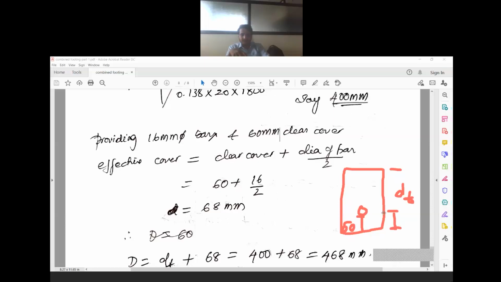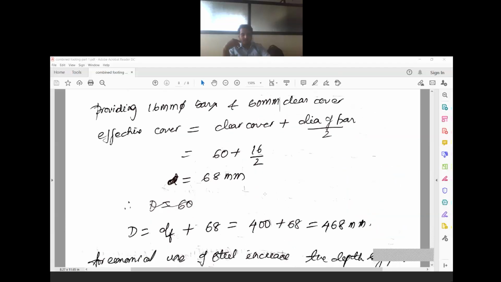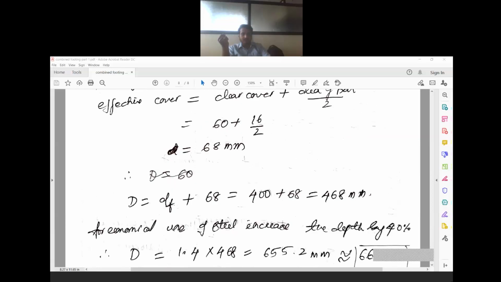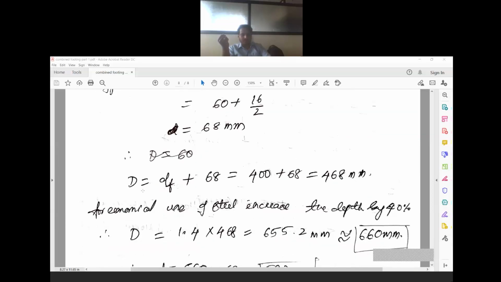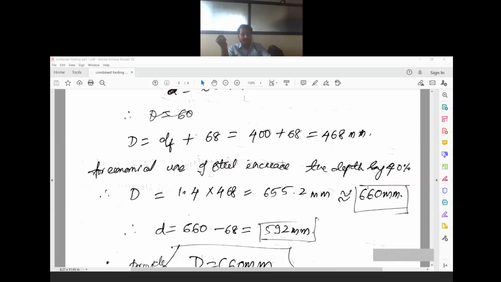So effective cover, this is 16 divided by 2. So 16 by 2 plus 60 will give you effective cover. These are all very basic. Okay. So I will obtain effective cover as 68 mm. So overall depth D is equal to DF plus 68. So 400 plus 68 is equal to 468 mm.